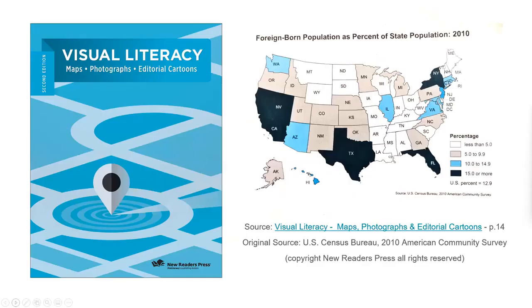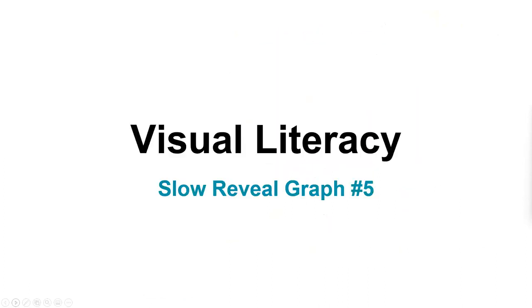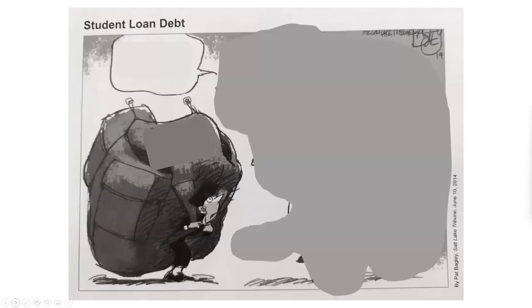This was pulled from our visual literacy maps, photographs, and editorial cartoons. And my last little reveal graph here is actually to show you, you can even do this with political cartoons, which is something that so many high school equivalency students struggle with. It's one of the most missed questions on the HiSET exams and GED exams.